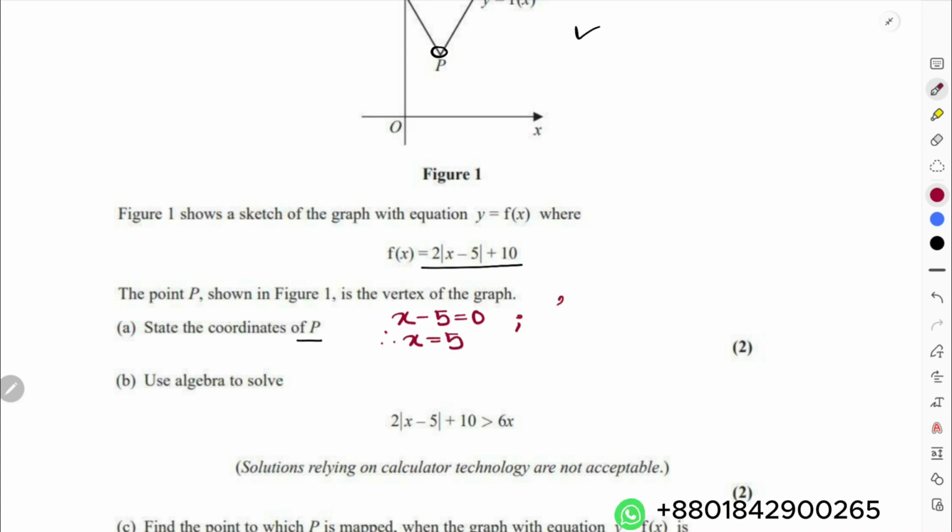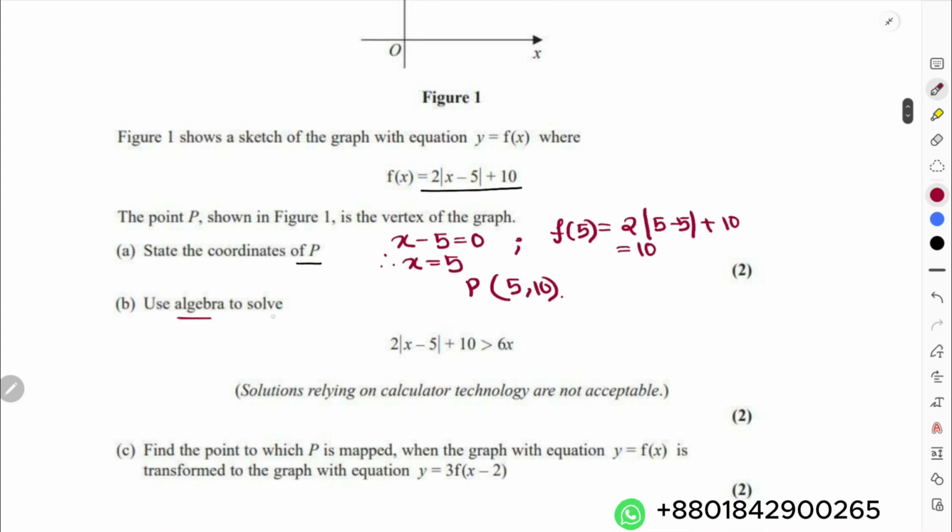And for the y coordinate, you try to find out f(5) then, right? So 2|5 minus 5| plus 10, which is going to be 0 times 2 is 0, plus 10 is going to be just 10. So you get the coordinate of P as (5, 10). After this, use algebra to solve this inequality. Again, you have to carry on with the positive value and with the negative value.